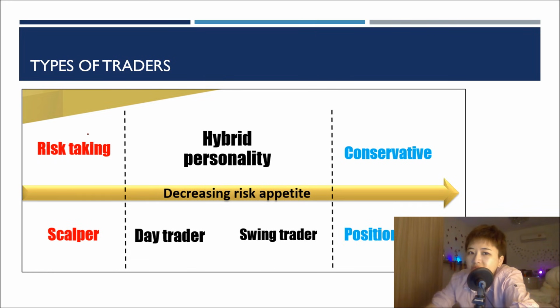So if you're somebody with high risk appetite, then you should become a scalper. If you're somebody with conservative personality, you should become a position trader. You're not introvert, you're not extrovert, you're somewhere in between. Then you're what people call an ambivert, is that correct? Same thing for trading. When you're somewhere in between, you can become a day trader or swing trader. So what is this scalper, day trader, swing trader, and position trader?